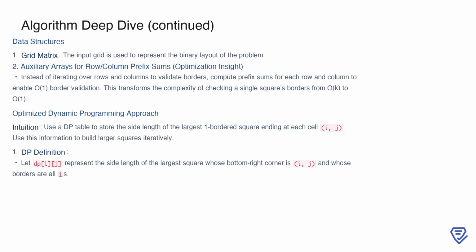To implement an optimized approach, we rely on additional data structures. The grid itself remains the primary input, but we introduce auxiliary arrays for prefix sums along rows and columns. These prefix sums allow us to quickly check if a segment of a border contains only ones, reducing the cost of border validation to O(1). The core of the optimization lies in dynamic programming. We define a DP table where each cell represents the side length of the largest square ending at that cell, with all borders containing only ones. By building this table iteratively, we can efficiently compute the solution while avoiding redundant checks.